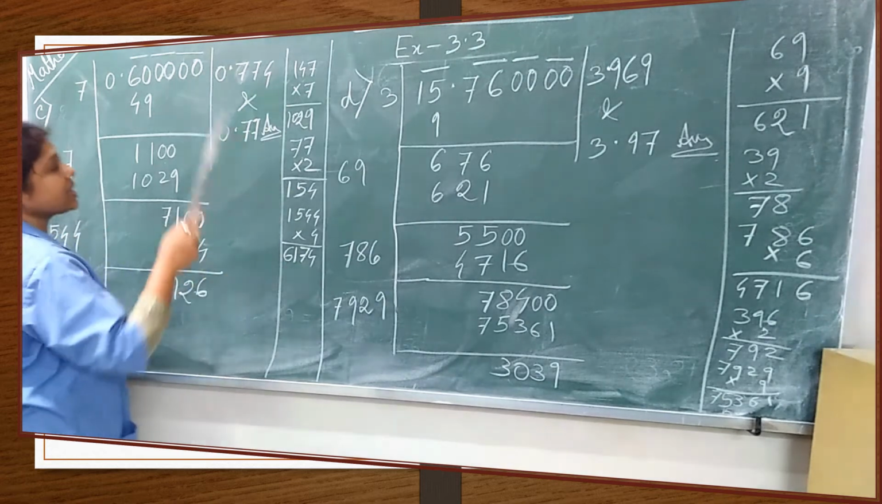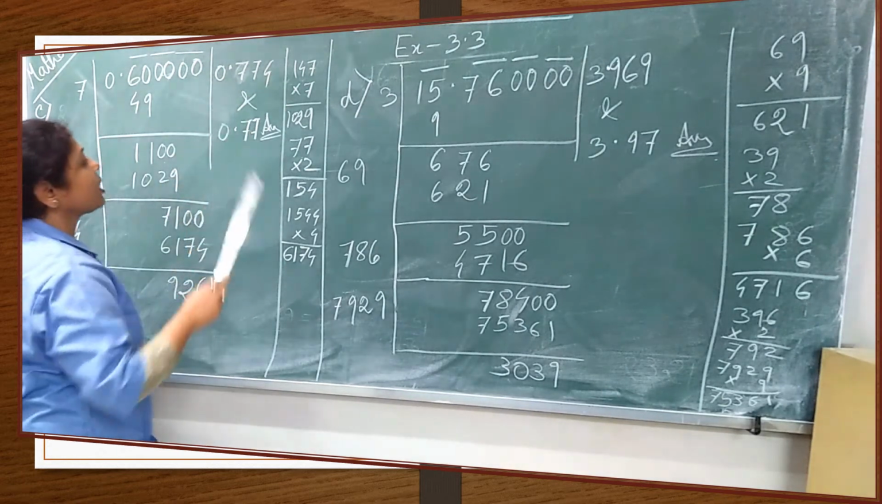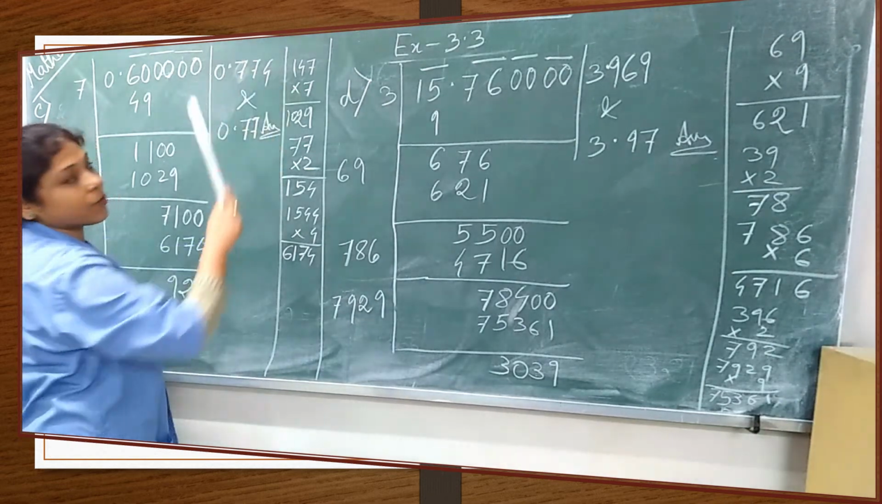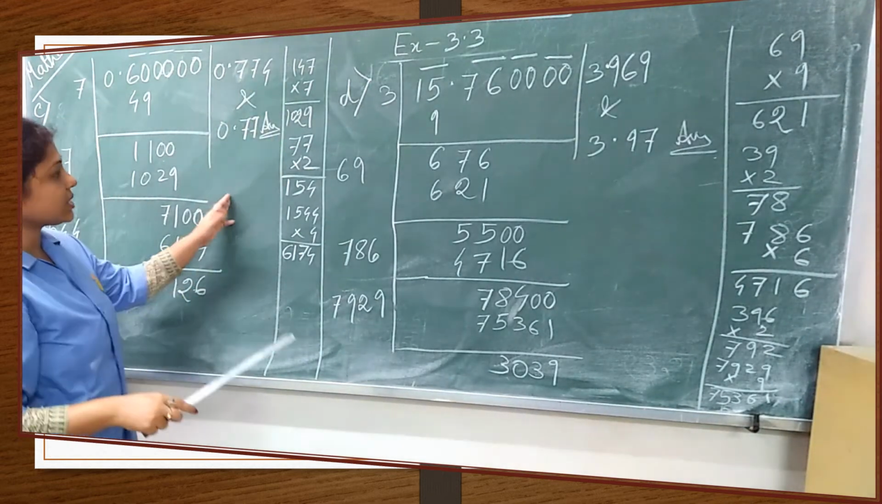So the answer is 0.774, or 0.77, because 4 is there, 4 is not exceeding 5. So these are the two answers.